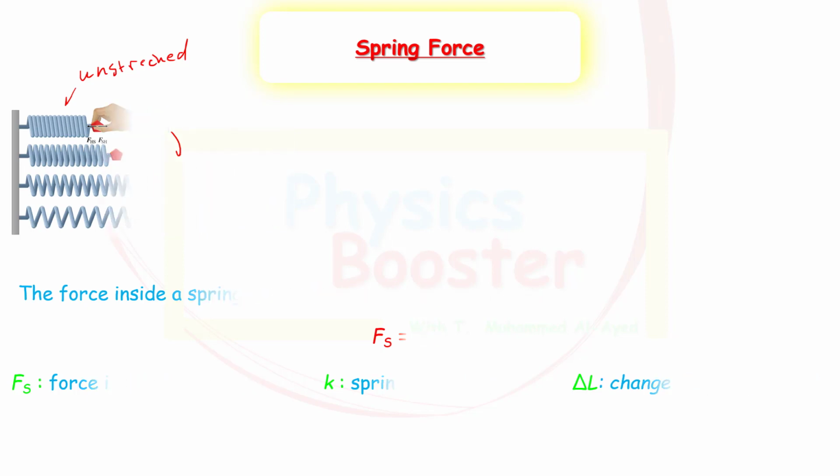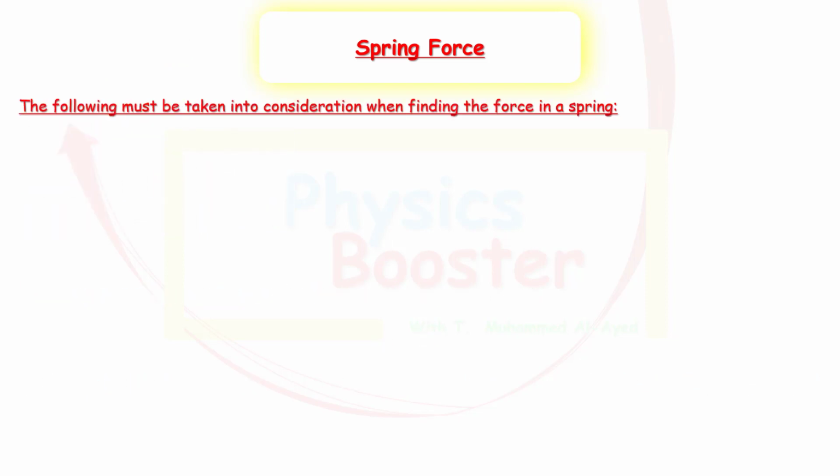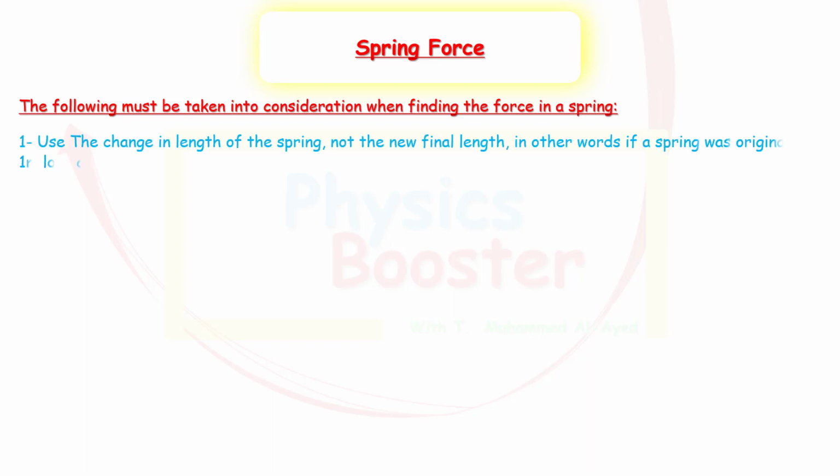Now, before we go on to solving some problems, it's very important to take these things into consideration when finding the force in a spring. The first thing is use the change in length of the spring, not the new final length. In other words, if a spring was originally 1 meter long and was stretched to become 1.1 meters, the change in the length in this case is equal to 0.1 meters.